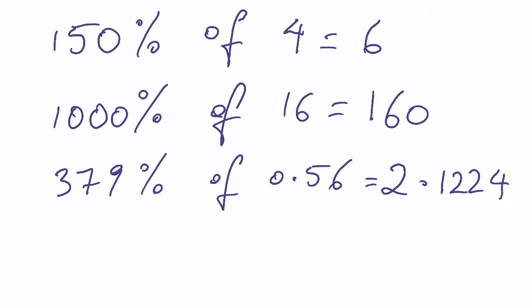1000% is 10 times what I had before. So 16 becomes 160. Or I can do it on my calculator. 1000 divided by 100 gives me 10 times 16. And the last one on my calculator, 379 divided by 100 times 0.56. Okay, that's it for this video.